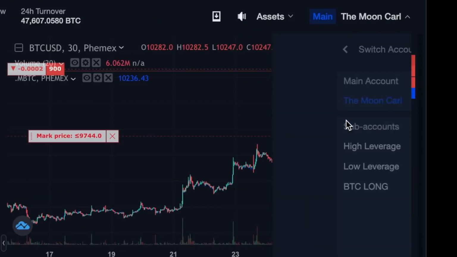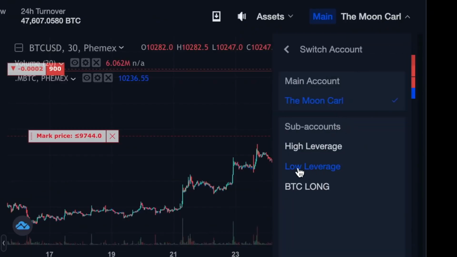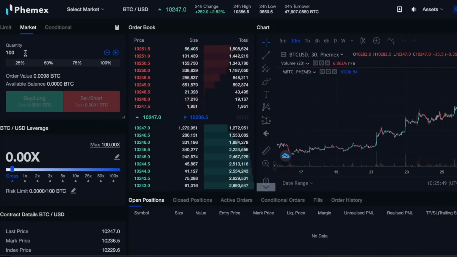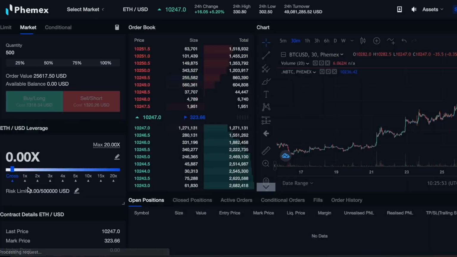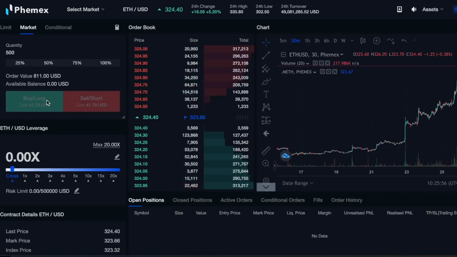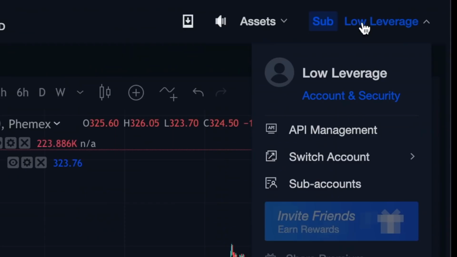All right, let's go to my other account here that I called low leverage. Well, you can see here that if I want to, let's say I want to trade Ethereum here, you can see that I cannot click here. It says buy long, sell short, but I cannot click anything. It's because I have no available balance. We have to fix that. So let's go back here.